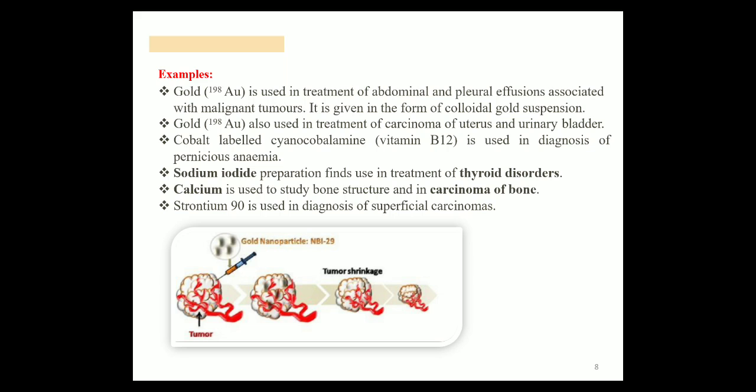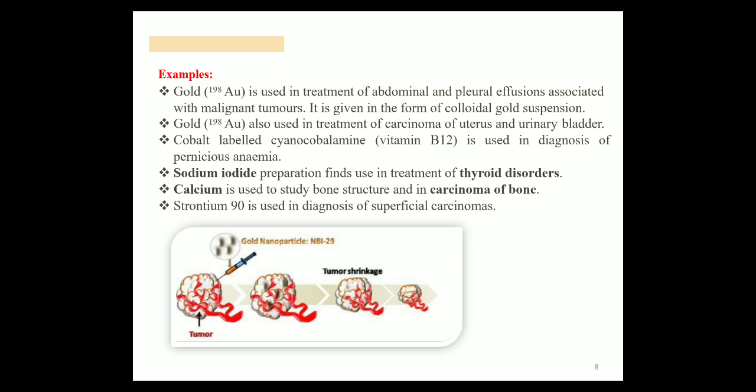Gold-198 (Au-198) is also used in the treatment of carcinoma of the uterus and urinary bladder. What is carcinoma? Carcinoma is a type of cancer that starts in cells that make up the skin or the tissue lining organs, such as the liver or kidneys. Like other types of cancer, carcinomas are abnormal cells that divide without control. They are able to spread to other parts of the body also, but don't always. Not all cancers are carcinomas.